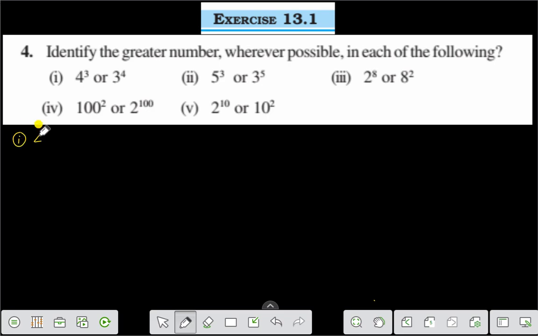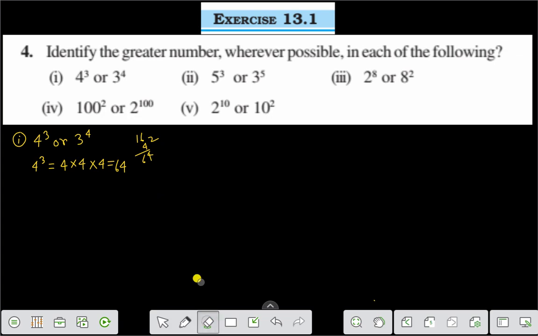4 to the power 3 or 3 to the power 4. Let us find the value of 4 to the power 3. 4 to the power 3 can be written as 4 into 4 into 4. 4 into 4 is 16, and 16 into 4: 4 sixes are 24, 4 fives are 20, 24 and 4 is 64, and this value is 64.